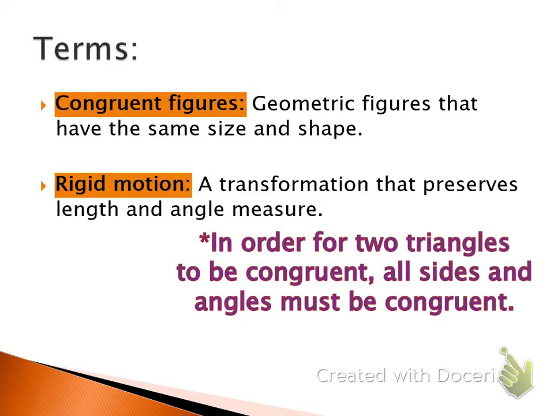How many sides are there? 3. How many angles are there? 3. So how much total? 6. 6 pieces of information, right? That would be a lot to have in a triangle, a lot of information. You don't need that much to figure out if they're congruent or not.